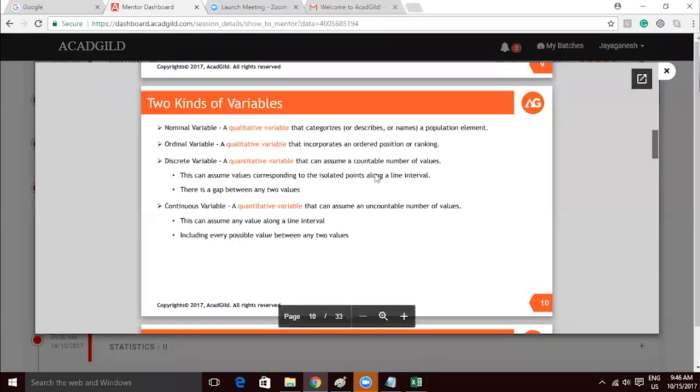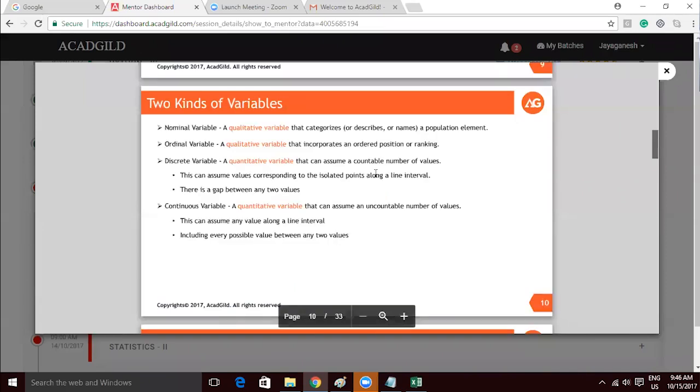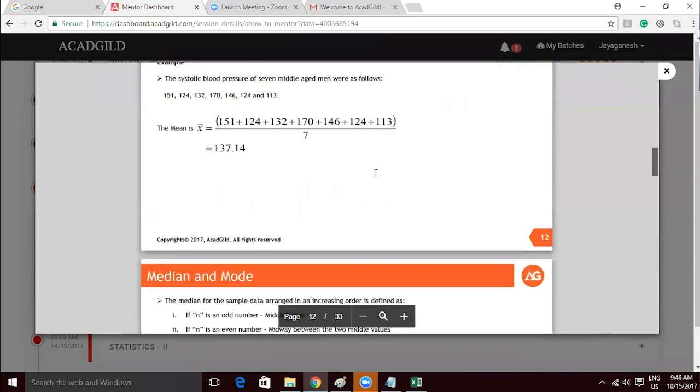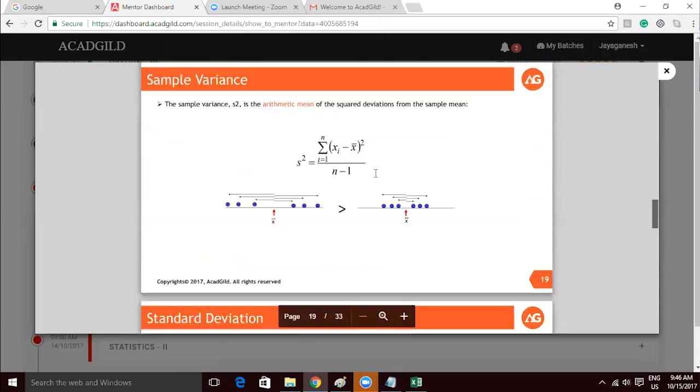So that's basically what we discussed in the PPT. We do have variables, qualitative and quantitative. I call it numeric and categorical. Within categorical, we have nominal and ordinal. Within numeric, we have discrete and continuous. And we discussed mean, median, mode, standard deviations, everything.